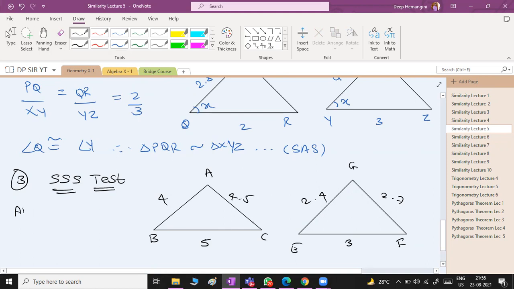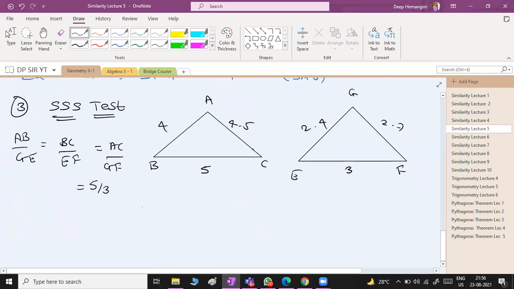मतलब जब तुम लोग ये करोगे AB upon GE is equal to BC upon EF is equal to AC upon GF, it's going to be 5/3. I promise it's going to be 5/3. Solve करके देखना. Therefore I say triangle ABC is similar to triangle GEF by SSS test of similarity.